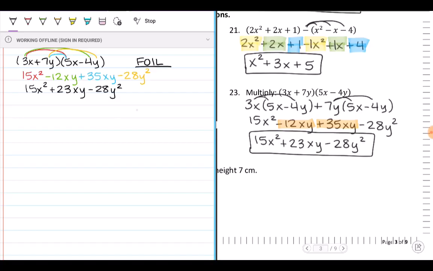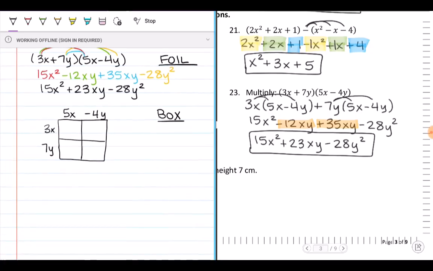Now let's say you want to use the boxes. Some people really liked the box method. And the box method involves setting up a, I'm going to make a slightly bigger box here, a 2x2 box, so that way you can put your things like 3x and 7y here. Sorry, this is a little bit light. Let me try that again. So 3x, positive 7y, and then up here on the top you have 5x and minus 4y. And what you do is you take where they intersect and you multiply those pieces and put it inside those boxes. So let me zoom in just a bit here.